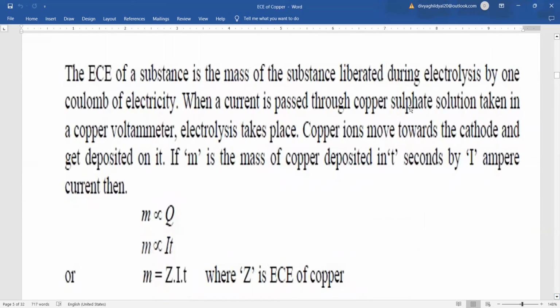Once we have made the current flow in the circuit for 50 minutes, we will switch off the circuit, or you can take out the one-way plug key, dry our plate and again measure the mass of the copper plate. This will give us how much copper got deposited on our plate. And then we can put the value of this mass of deposited copper in and find the electrochemical equivalent.